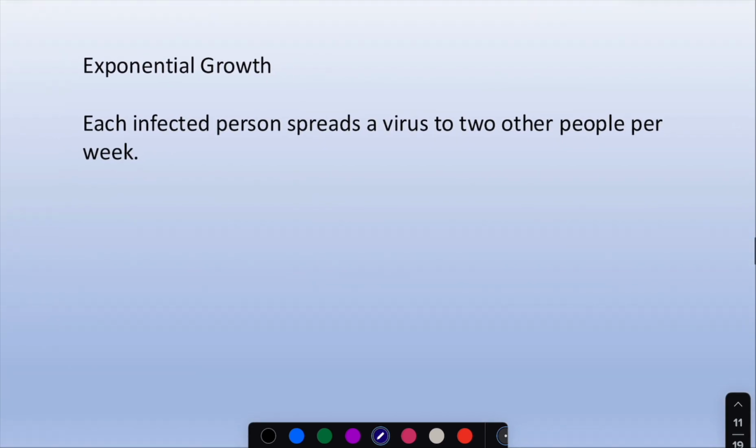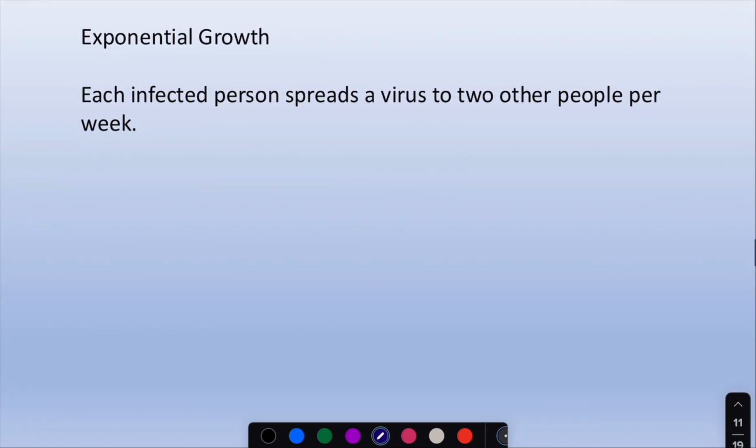Now, let's talk about exponential growth. During COVID, we saw those charts they were showing on the news where the cases of COVID were growing exponentially. So if an infected person spreads a virus to 2 other people per week, that population is growing over time. We have some bacteria in a petri dish. Every day, the bacteria triples. That's exponential growth.